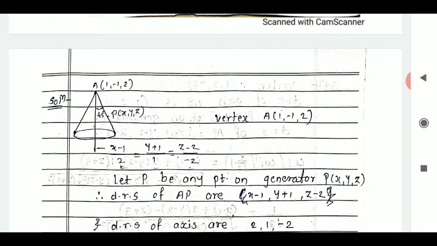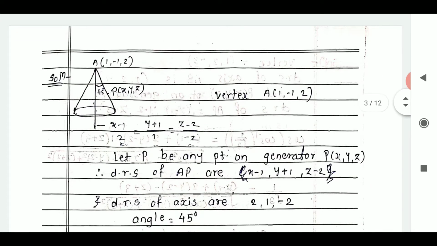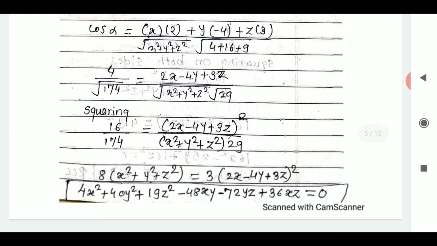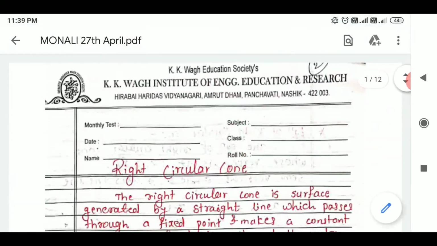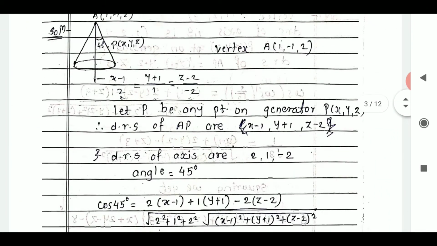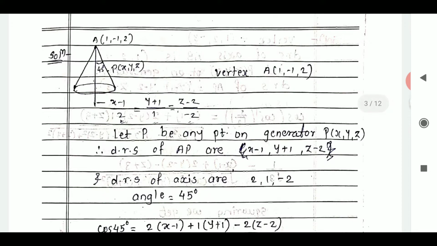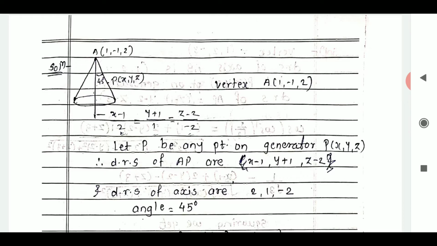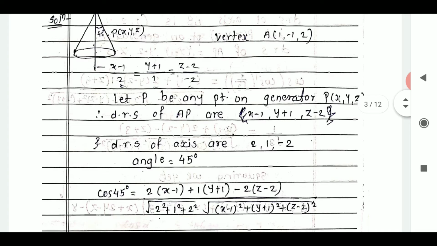Now for simplification, if we know all these three things, then first we take P of xyz to be any point on the generator. Next we find the direction ratios of AP by using the 2 points. We know the point A and the point P. Therefore, by using this, x minus 1, y plus 1 and z minus 2 are the direction ratios of AP.